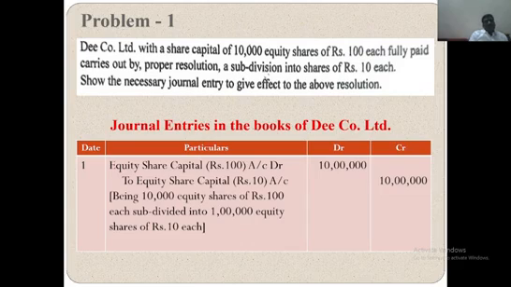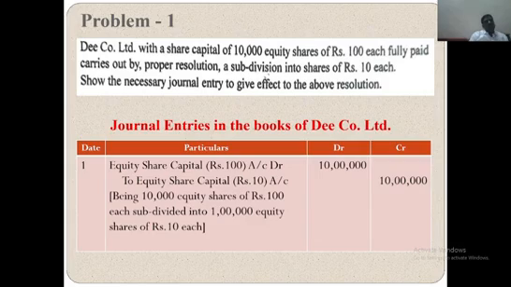So how many shares were issued? 10,000 equity shares of rupees 100 each. These shares are converted by subdivision into shares of 10 rupees each. So the journal entry: equity share capital account debit to equity share capital account.